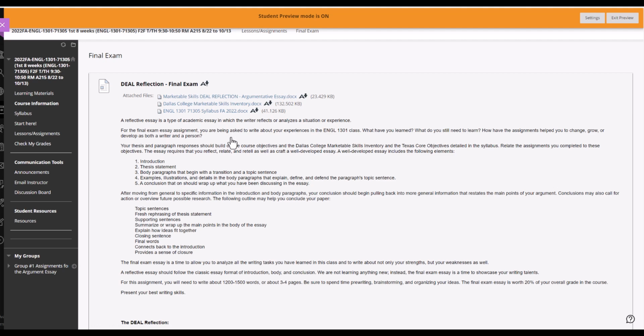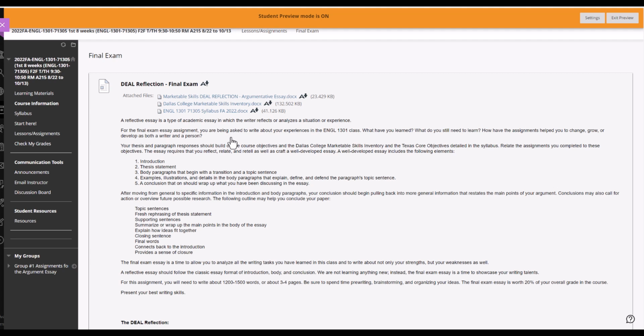First, we'll look at the document, The Deal Reflection. Then we'll look at the Dallas College Marketable Skills Inventory document. And then finally, we'll examine how to write a college-level essay using the ideas from the course syllabus, the Deal Reflections, and the Skills Inventory document.